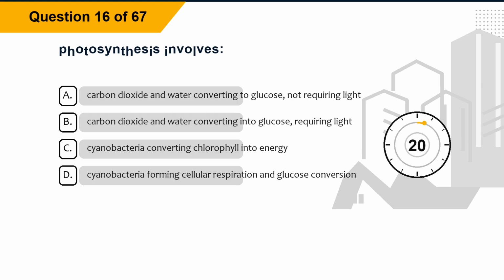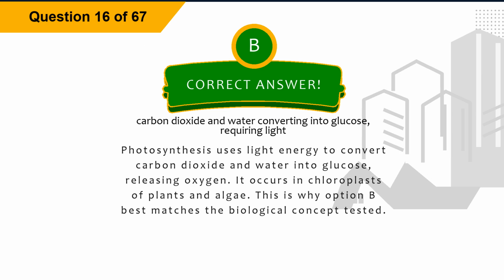Question 16. Photosynthesis involves option A, carbon dioxide and water converting to glucose, not requiring light. Option B, carbon dioxide and water converting into glucose, requiring light. Option C, cyanobacteria converting chlorophyll into energy. Option D, cyanobacteria forming cellular respiration and glucose conversion. The correct answer is option B, carbon dioxide and water converting into glucose, requiring light. Explanation. Photosynthesis uses light energy to convert carbon dioxide and water into glucose, releasing oxygen. It occurs in chloroplasts of plants and algae. This is why option B best matches the biological concept tested.